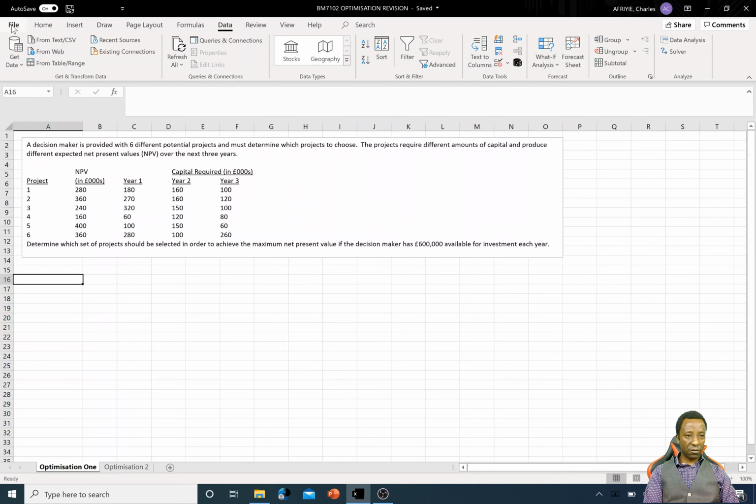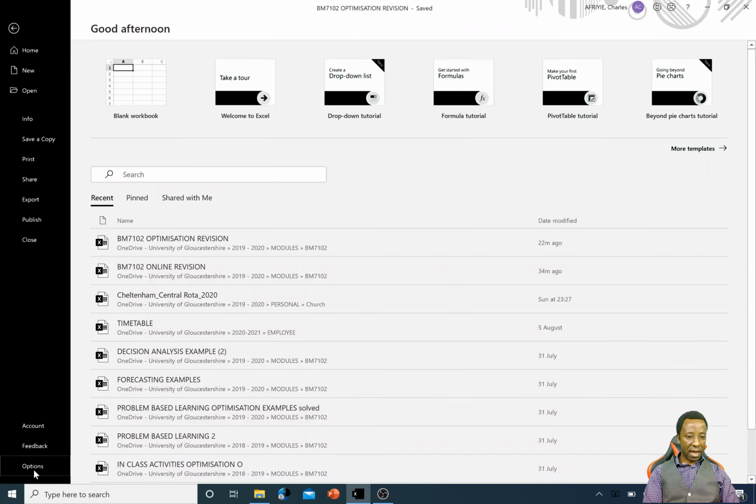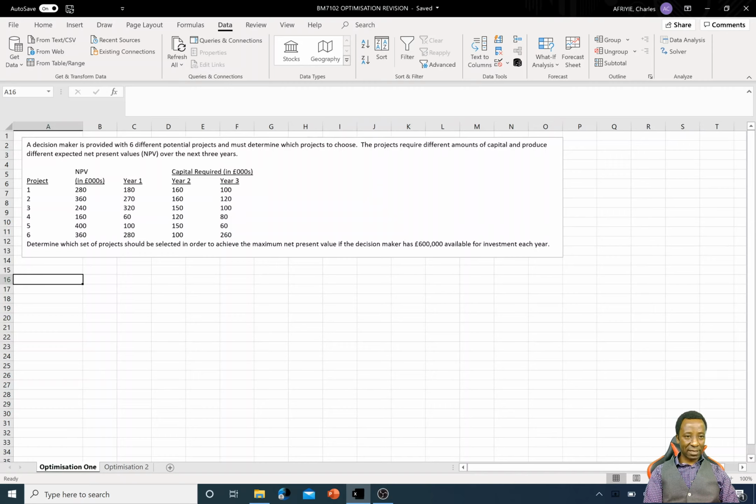So you should have gone to File, Options, and then you go to Add-ins. Add-ins will pop up, and then you click on the Add-ins, and then you switch on solver, and the data analysis toolpak because you need them very much for this module. Anyway, so let's go ahead.